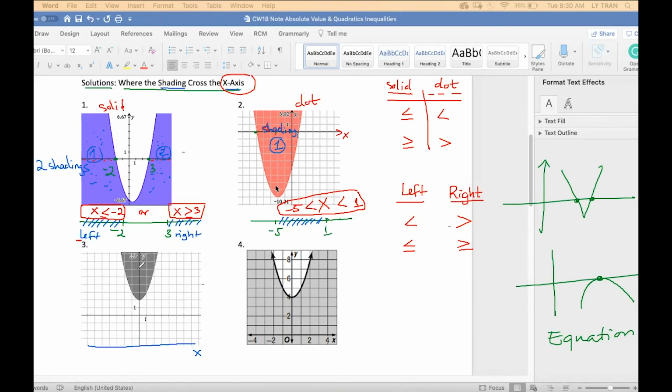Now look at the shading. We do see the shading here, but does the shading cross the x-axis at all? Does it even touch? No, right? So the shading doesn't touch. That means I have no solution.